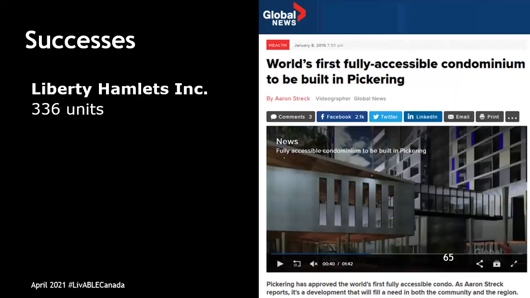Liberty Hamlets is another project. We can see the article here from Global News on the right about being the first fully accessible condominium built in Pickering. It has 336 units. So they're going to 100%, not the minimum 15.